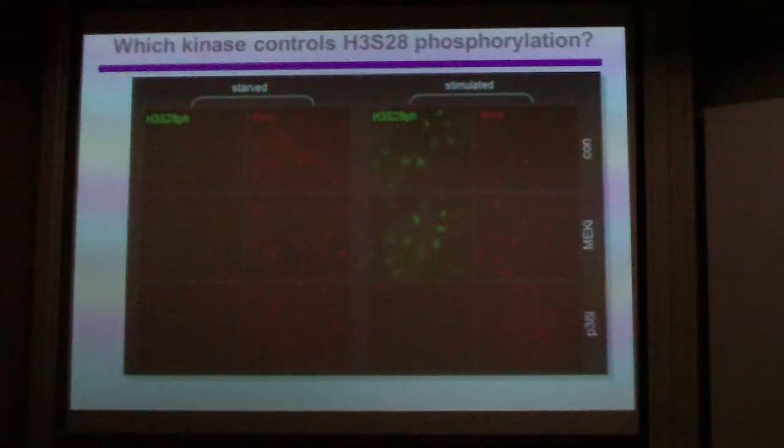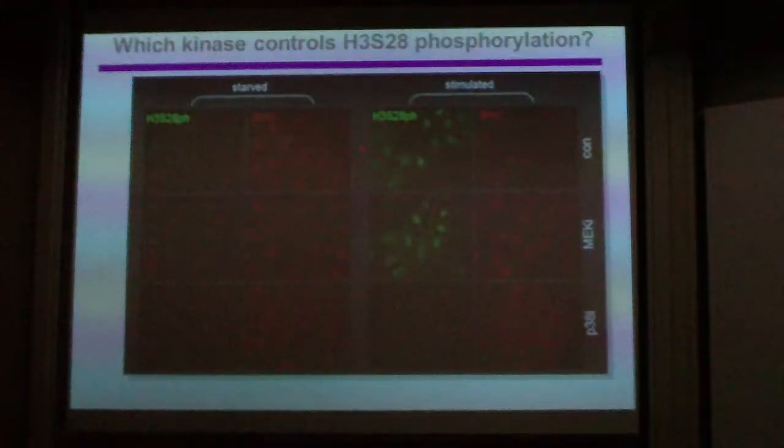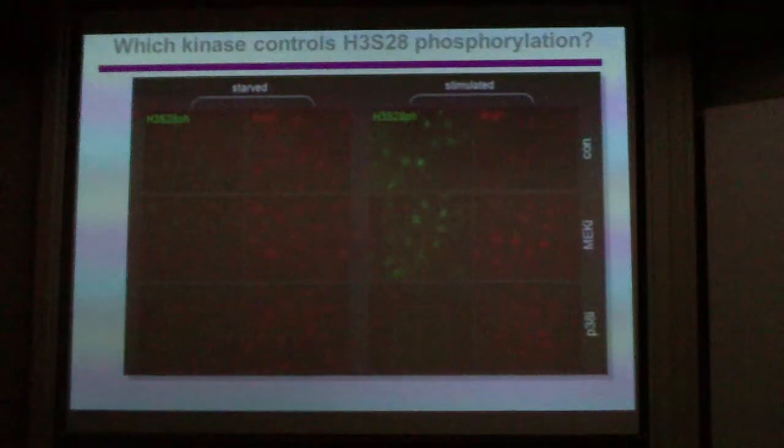So here again, we have starved and stimulated cells. In the control, again, we see that there is phosphorylation of H3 serine 28, and there is polycomb dissociation. If we inhibit MEK, we still see H3 serine 28 phosphorylation, so this is not inhibited by a MEK inhibitor. However, we still retain PRC1. So apparently, MEK does not prevent serine 28 phosphorylation, however, PRC1 is still bound to the chromatin. So something else happens to PRC1, or does not happen to PRC1, to prevent it from dissociating.